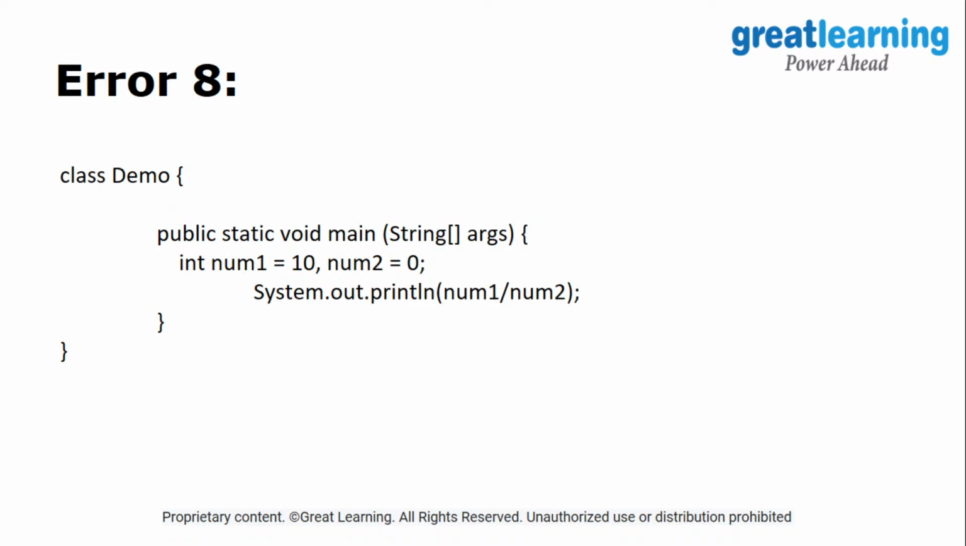Okay, now what is the error in this scenario? Quickly, you have this demo and then you have the main method, and then you are trying to print ln num1 divided by num2.